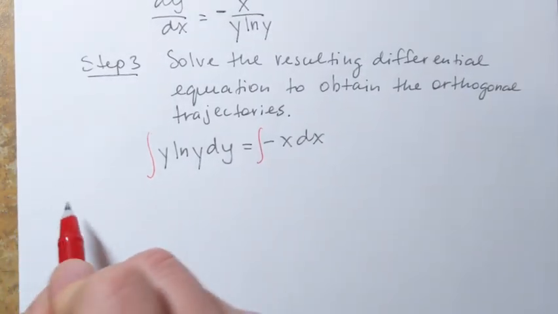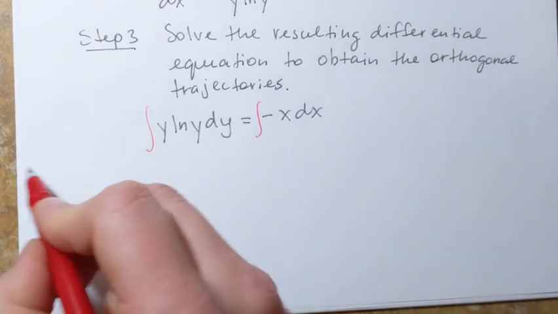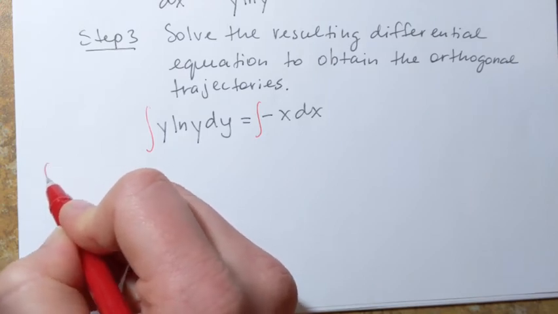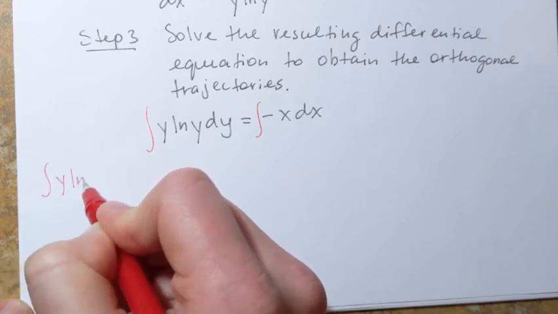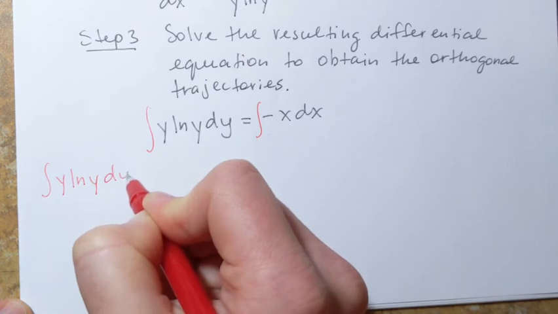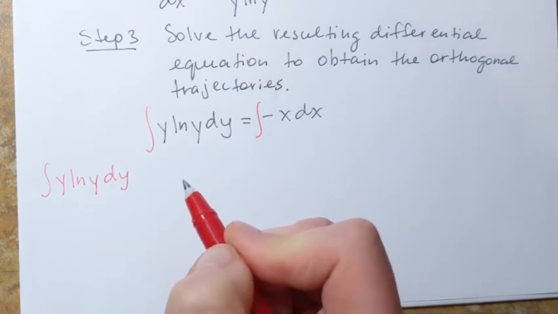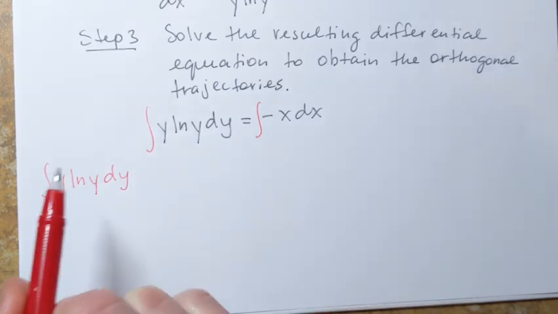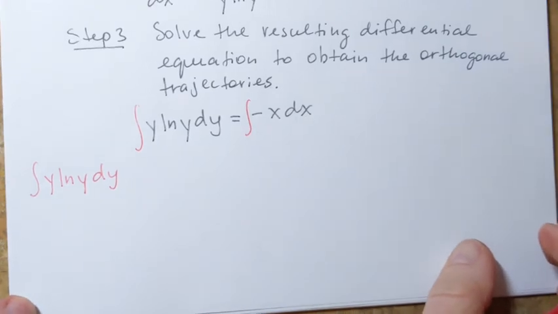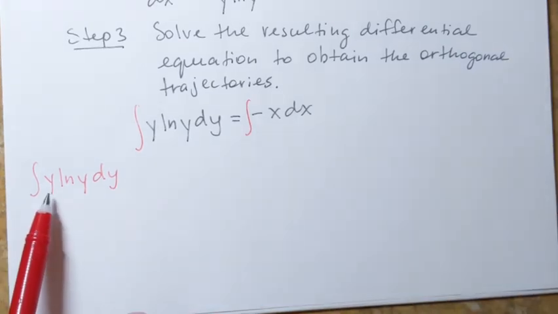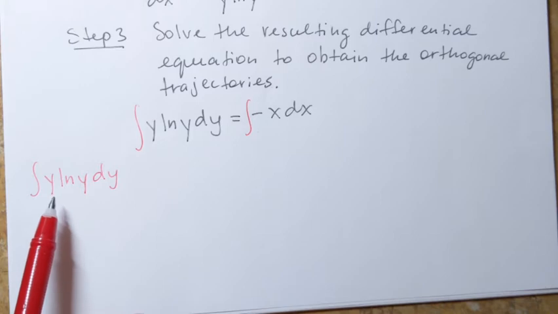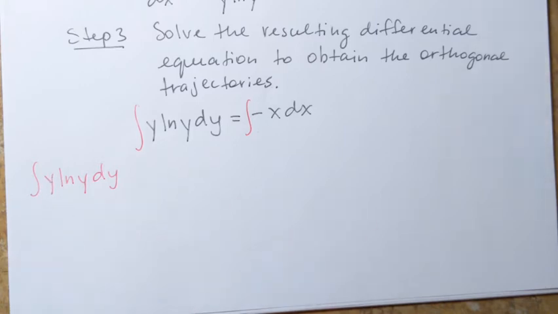So I'll do it in a different color. It's my scratch work here. So the integral of y ln of y dy. What method do we use here? Well, since we have two different types of functions combined together, integration by parts, right? That would be a good method.